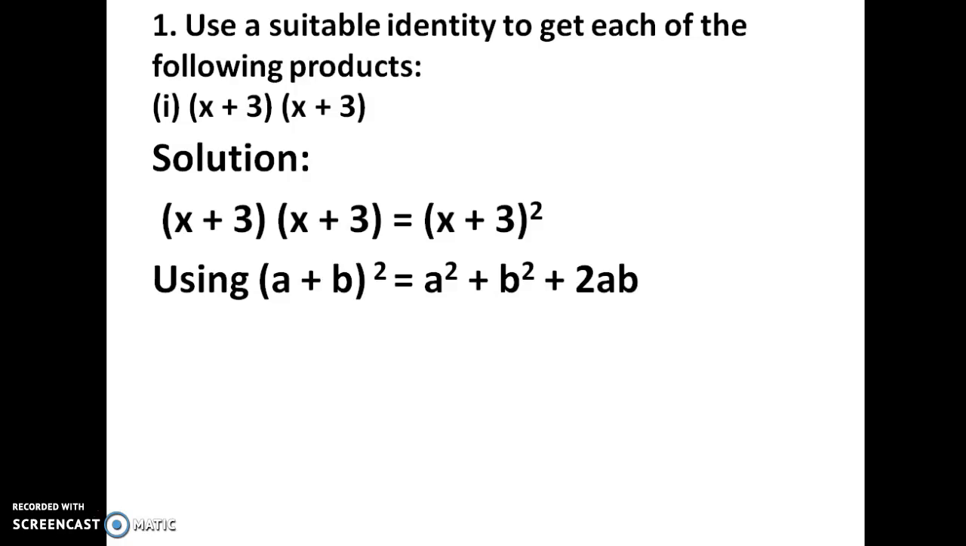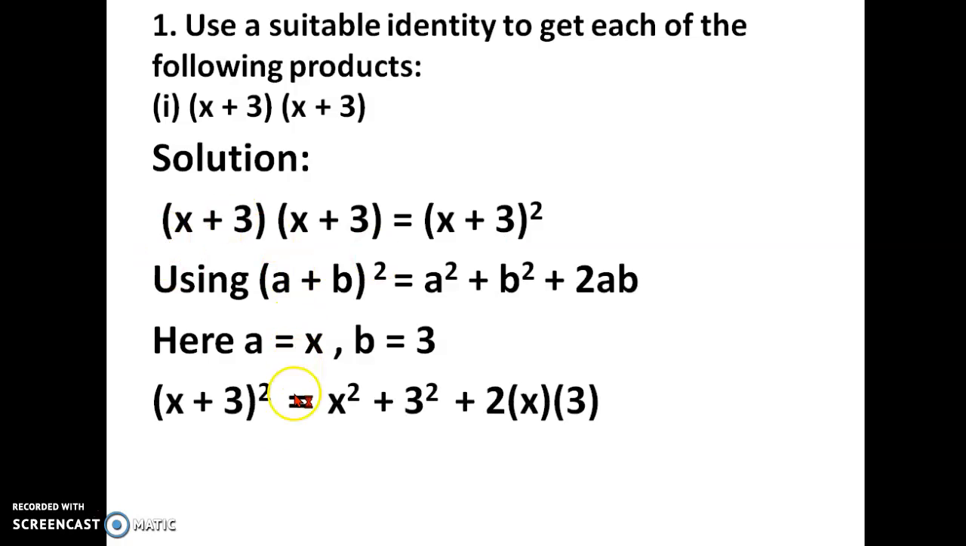The full identity you should write in the notebook. And you have to see what a is. Here a is x and b is 3. So you can write the given problem like this: x plus 3 the whole square is equal to x square plus 3 square plus 2 into x into 3. Understood? You are just substituting the a, b values in the identity. So x is a, so in place of a you write x. In place of b you write 3.